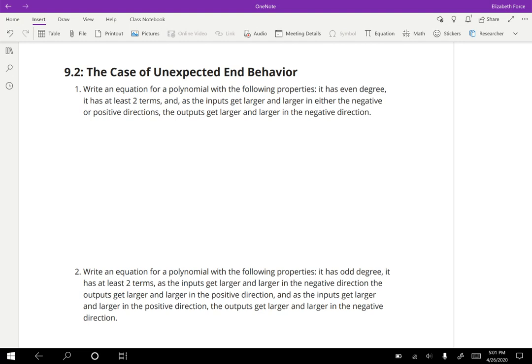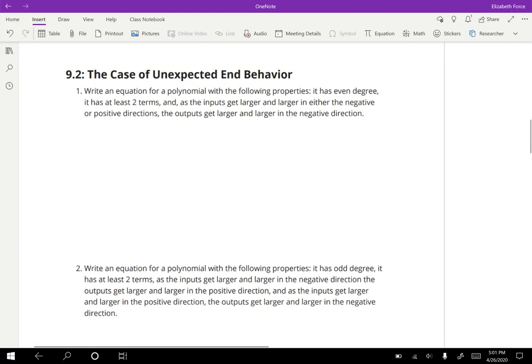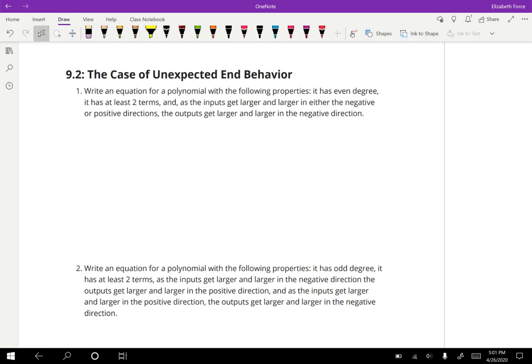Lesson 9.2, we are going to be looking at the case of unexpected end behavior. And they want us in these two problems to create our own polynomial. So they want us to kind of create our own polynomial. So write an equation for a polynomial with the following properties.